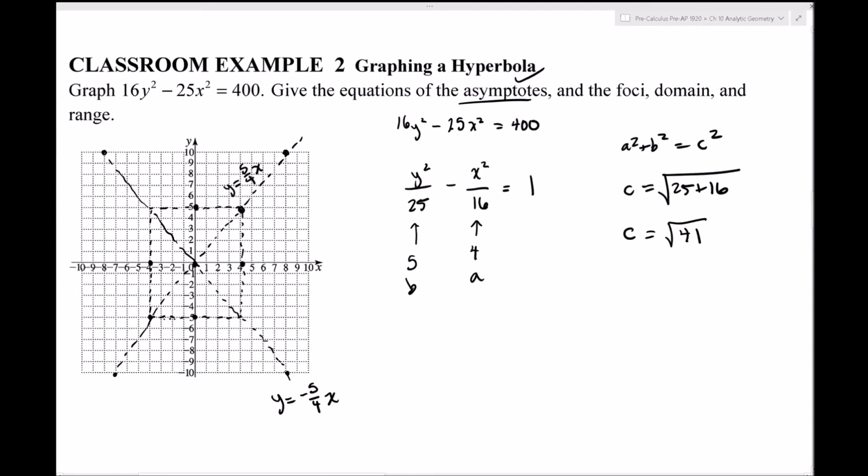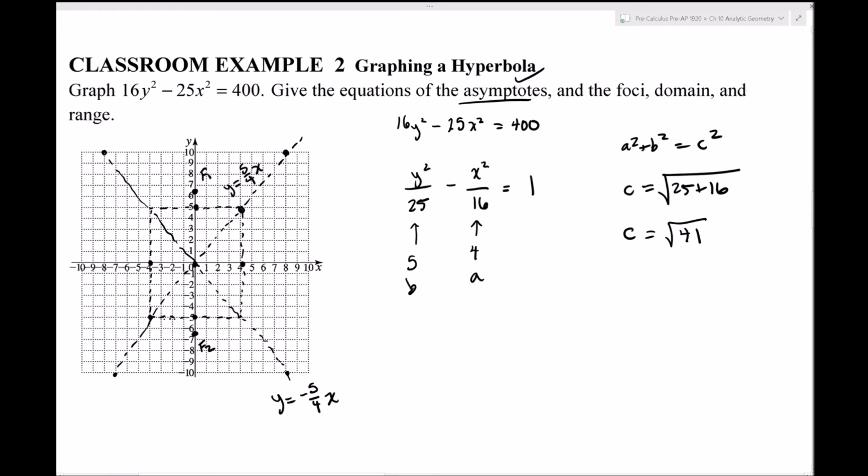So then where are the foci? In this case, the transverse axis, analogous to the major axis, is vertical. So that means they're up and down. So what's the square root of 41? That's somewhere above 6, because the square root of 36 is 6, and the square root of 49 is 7. So it's somewhere between 6 and 7. So those are my two foci. So that's F1 and F2 over here.